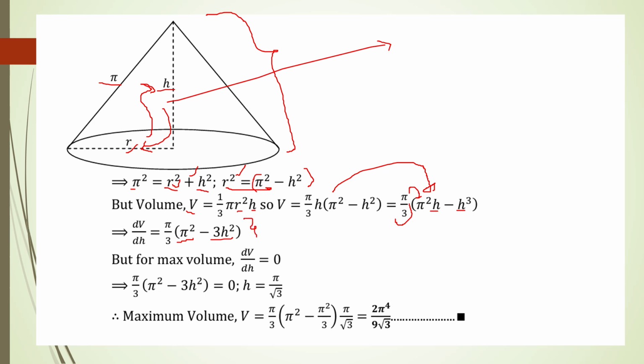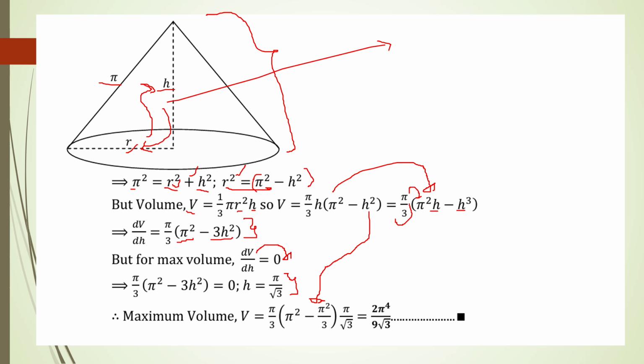After differentiating, we bring in our assumption that for volume to be maximum, then the derivative with respect to h must be equal to 0. After doing that, we make h the subject, and we're going to end up with it being pi over root of 3. After doing that, we get our formula for volume, which is this, and then we substitute for the value of h.